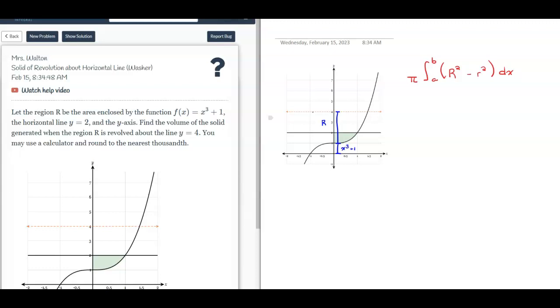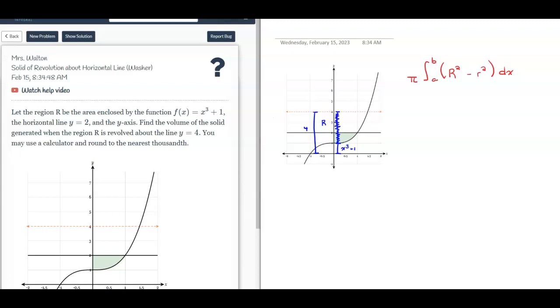And then I know that this entire distance from here to here is 4. So if I'm looking for my outer radius, that segment right here, I'm going to be taking 4 minus my x cubed plus 1. So here we go. Let's go ahead and set that one up.